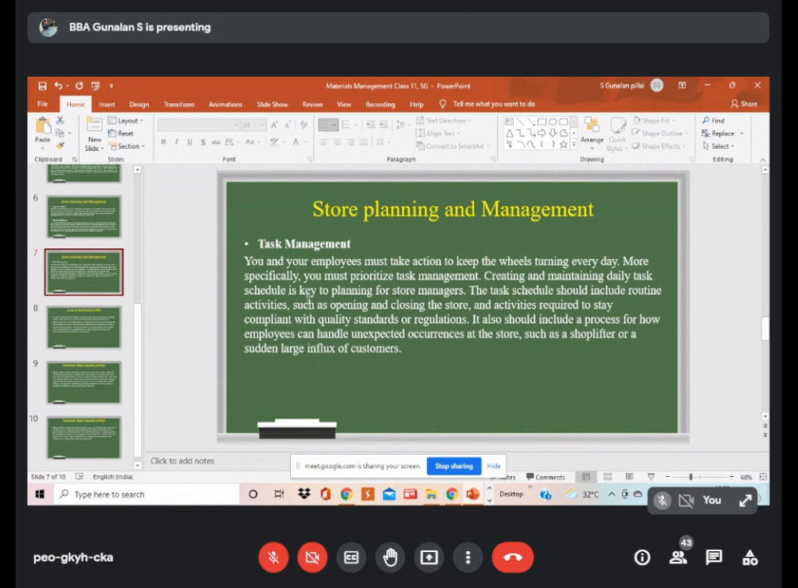Task management. You and your employees must take action to keep the wheels running every day. More specifically, you must prioritize the tasks.